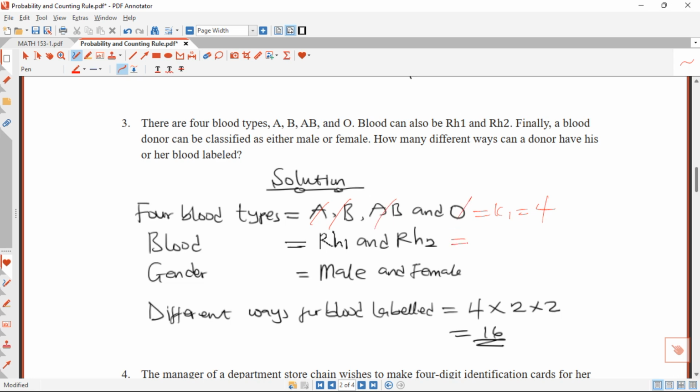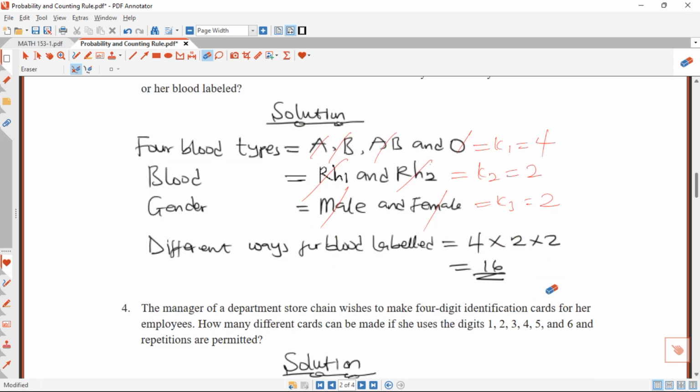Then we let the Rh factor represent k2, which is equal to 2, because we have two Rh observations. And for gender, k3 is equal to 2, because we have male and female. So if you want to know the different ways for the blood to be labeled, we have 4 times 2 times 2. That is k1 times k2 times k3, of which you get 16.